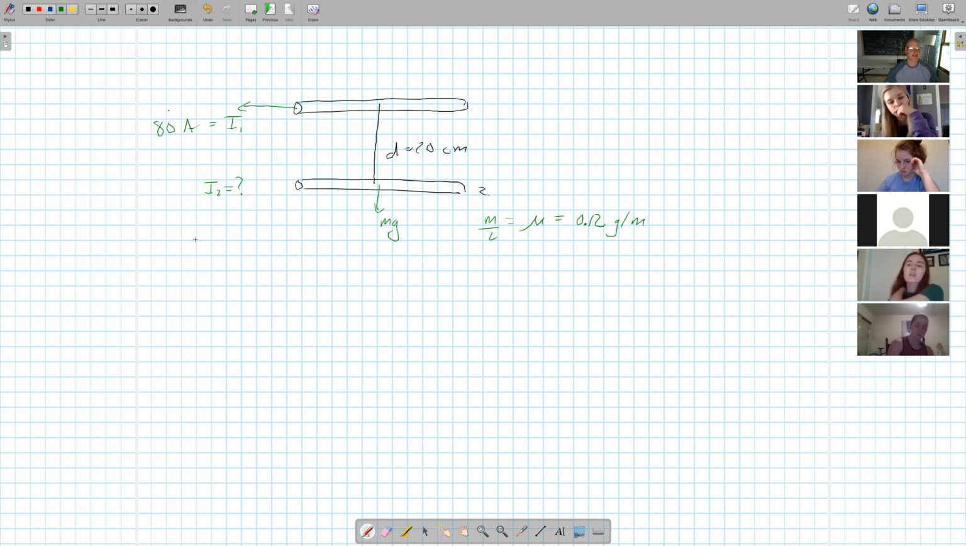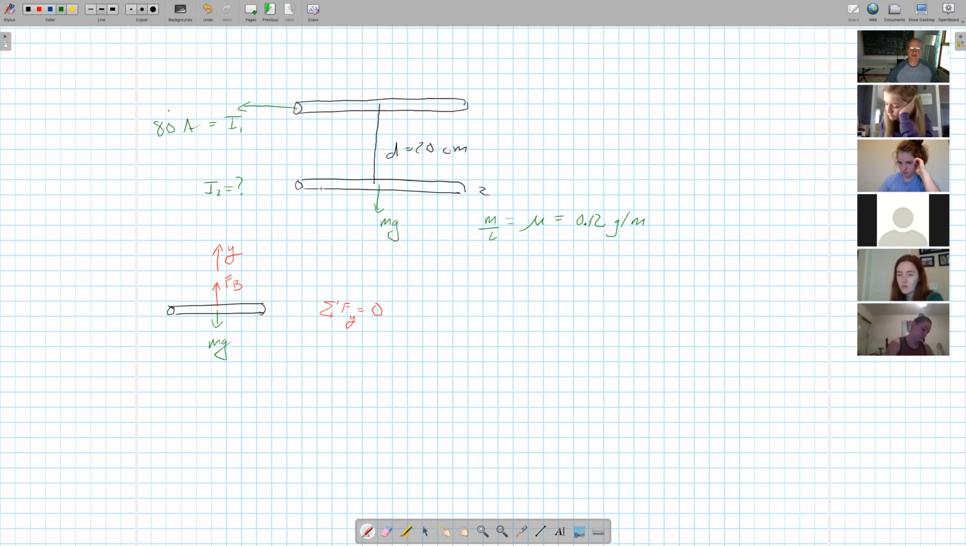equal to 0. So what that means then is if we draw, here's our wire. This is wire 2. We know we have mg acting downward, a gravitational force downward. So we have to have a magnetic force upward. And we want to know what is the current I2 to keep this thing such that it is levitated. So the sum of the forces are equal to 0. Let's choose positive y to be upward. So the sum of the forces in the y direction are equal to 0.